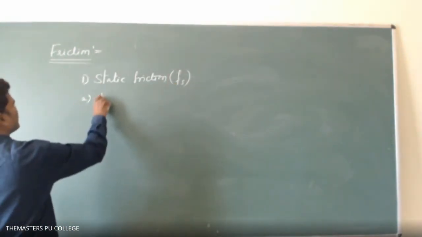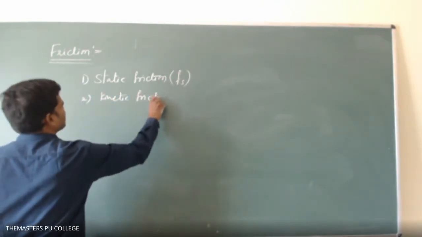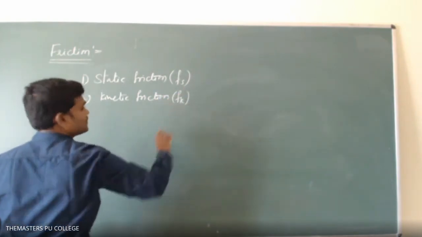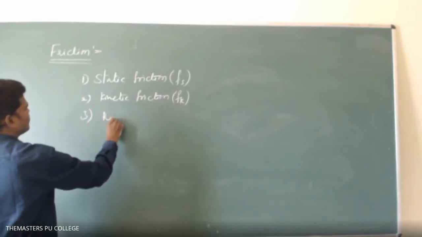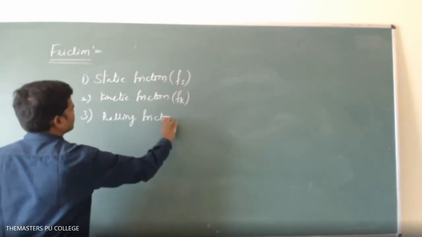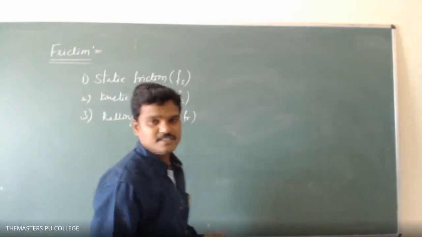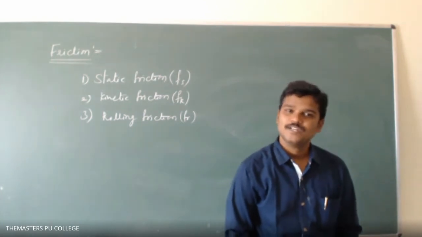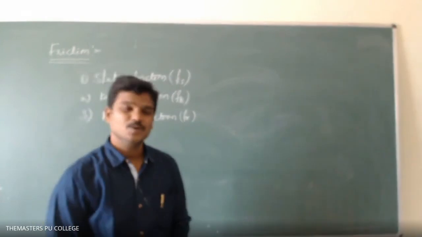Another one is kinetic friction, or we can call it dynamic friction. We can represent it with Fk. The other one is rolling friction. We can write it as Fr. Let us see the basic meanings of these frictional forces. How many types of frictional forces? One is static friction, another is kinetic friction, and the other is rolling friction.